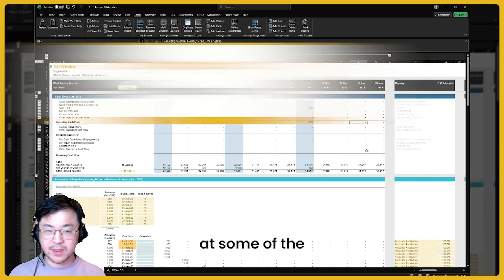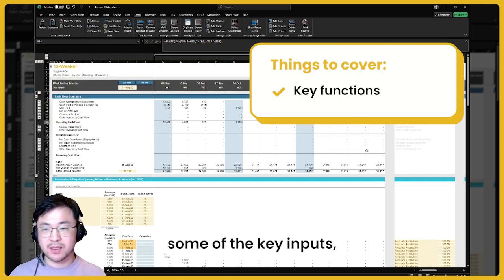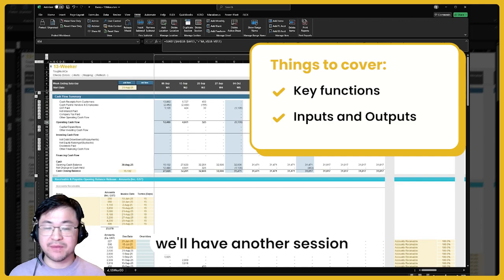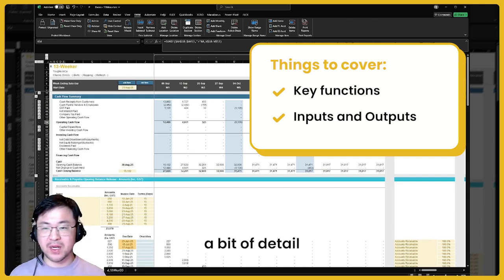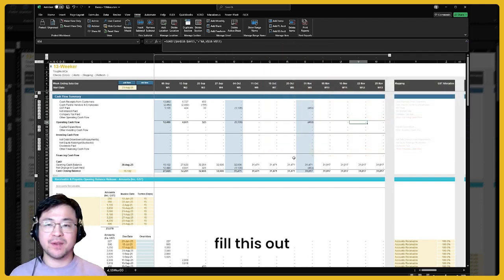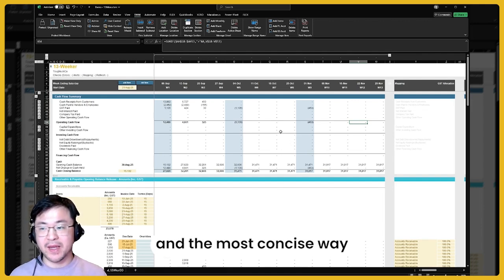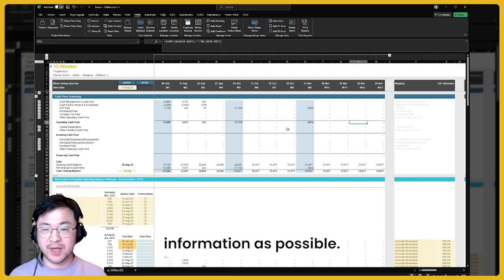We're just going to look through some of the key functions, some of the key inputs, the outputs, and then we'll have another session where we go through in a bit of detail on how we might fill this out in the fastest way and the most concise way, but still get accurate information as possible.